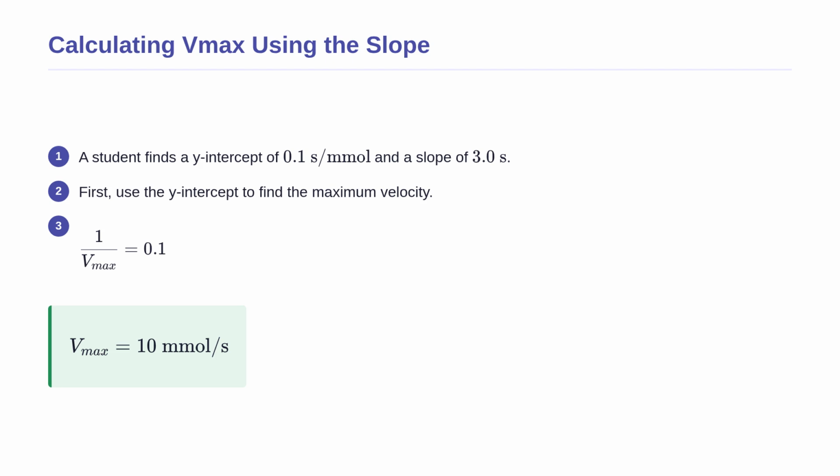Just like in the previous example, we begin by taking the reciprocal of the y-intercept. We divide 1 by 0.1. This simple division gives us a maximum velocity of 10 millimoles per second. This value represents the absolute fastest rate the enzyme can achieve under perfect conditions when fully saturated with substrate.